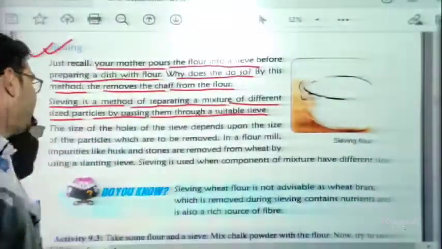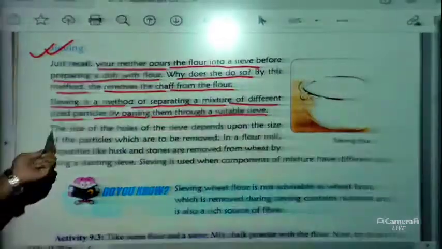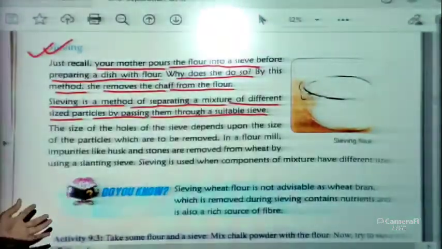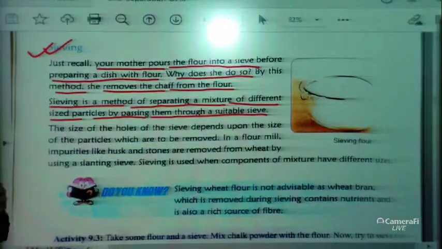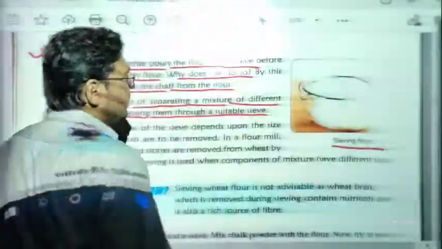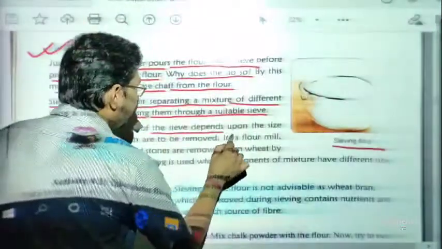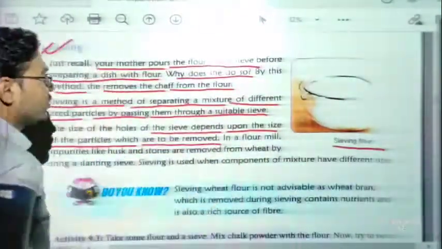So what is the definition? Sieving is a method of separating a mixture of different size particles. If the sizes are different, then we can easily apply this method. You can see here sieving flour in the picture. The size of the holes of the sieve depends upon the size of the particles which are to be removed. You can see here this is the sieve.